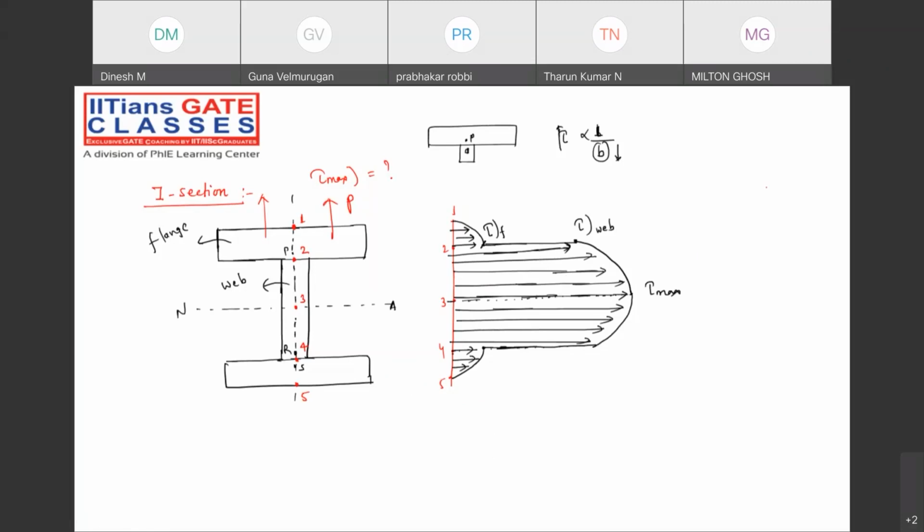Perfect. Now, tau maximum will be at the neutral axis. Now I will be asking you the next question. What will be the tau neutral axis magnitude? You got it, that is the maximum. But what is the value? What will be the value actually? At the neutral axis, what will be the tau value? That is the next question.